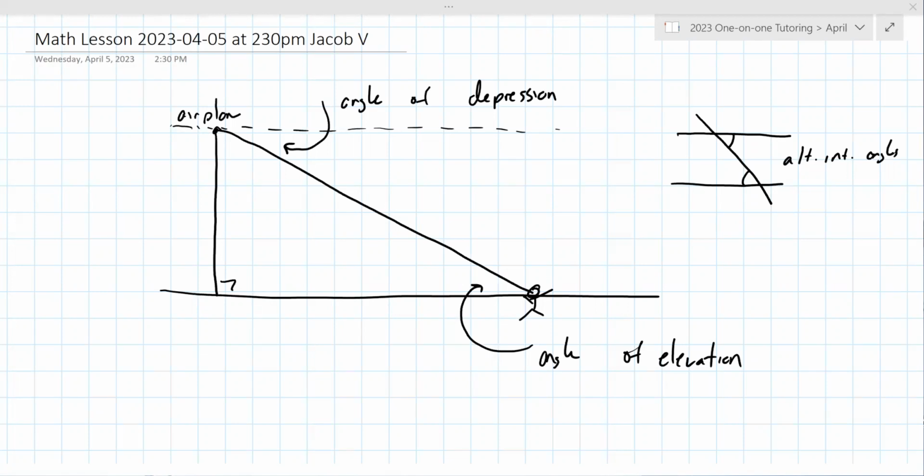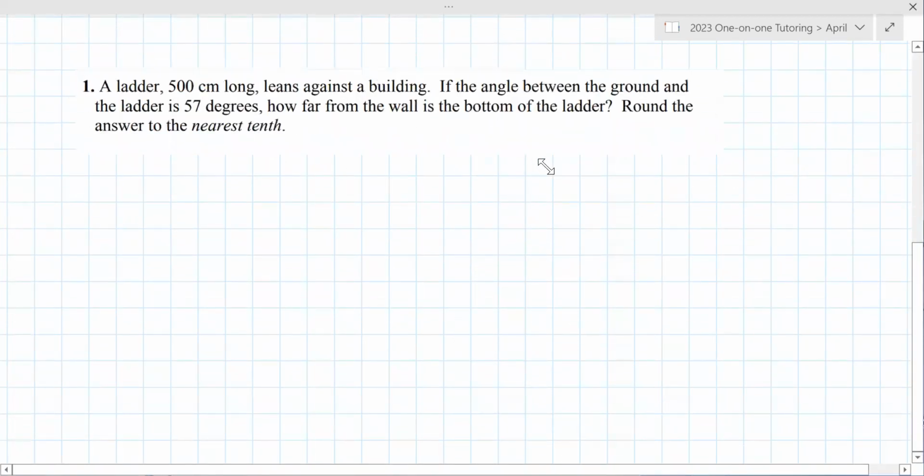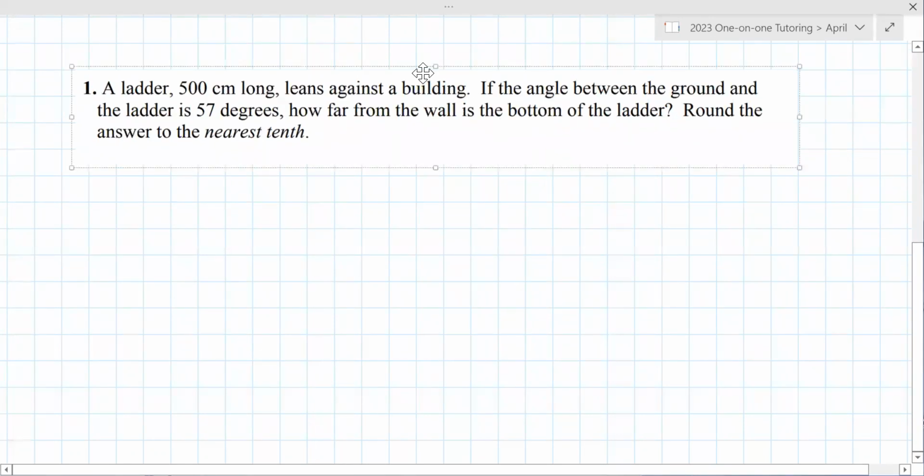Right, so couple of problems here. I'll have you start out with. The main thing is being able to draw the picture. What I'd like you to do is read the problem here and draw the triangle. These are all triangle problems.